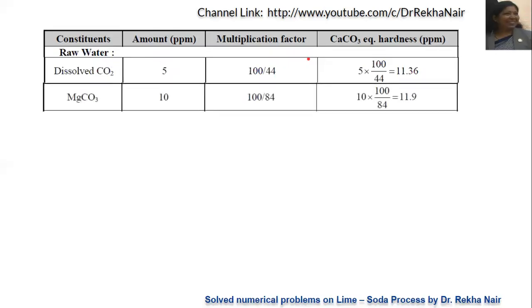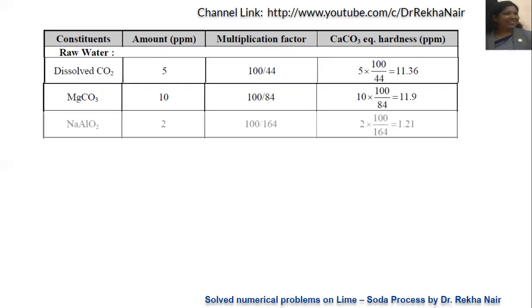For magnesium carbonate, it is 100 upon 84. For sodium aluminate, the valency is 1. So, it is 100 upon molecular weight into 2. See how we are going to calculate the molecular weight.